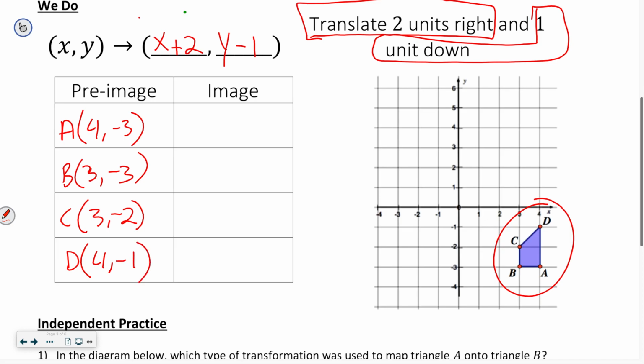Now you make sure that you find the images using the rule. So the first one would be 4 plus 2 is 6 to get A prime. We have 6, comma, y minus 1. Well, y is negative 3, so negative 3 minus 1 is negative 4. Okay? And now you find B prime, C prime, D prime.